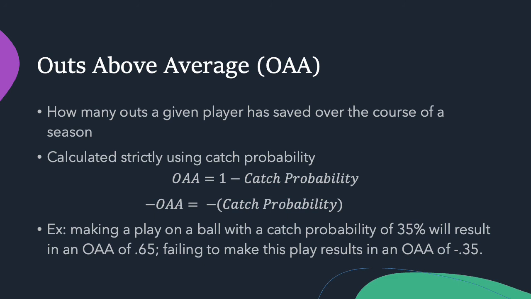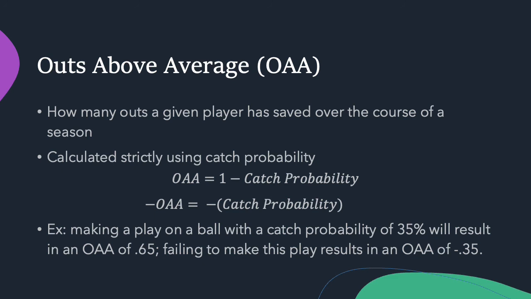A very useful metric when analyzing defensive talent in Major League Baseball is outs above average, or OAA. This is how many outs a given player has saved over the course of a season, and it is calculated strictly using catch probability. As you can see, OAA equals 1 minus the catch probability, or OAA can be negative, and it is simply the negative catch probability.